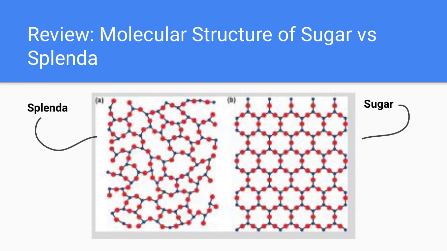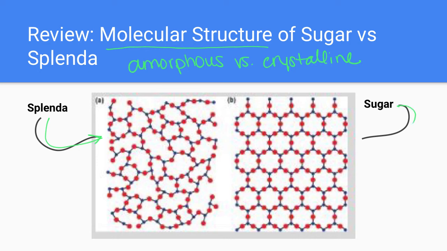Another piece of evidence that you might use is talking about the molecular structure of sugar versus Splenda. So remember we talked about amorphous versus crystalline. So you would have to go back and look at what those two things mean and figure out what that has to do with the rock candy. So this picture is showing Splenda, and here you have your sugar. So think about which one is amorphous, which one is crystalline, and how does that have something to do with the formation of the rock candy.